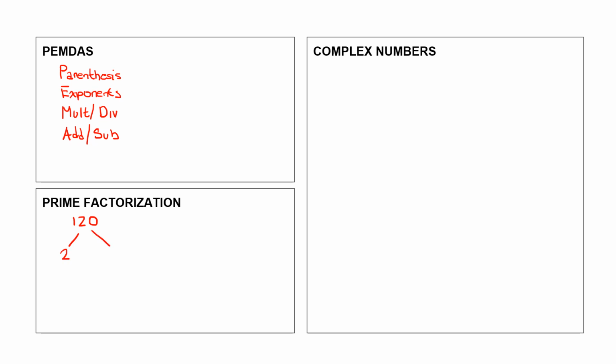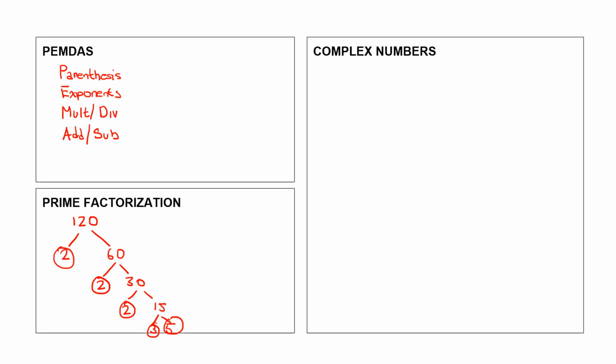We can divide that up into 2 and 60. 60 can be divided up into 2 and 30. 30 can go 2 and 15. 15 can go 3 and 5. So thus our prime factors are 2, 2, 2, 3, and 5. And we can verify that all these are prime numbers.